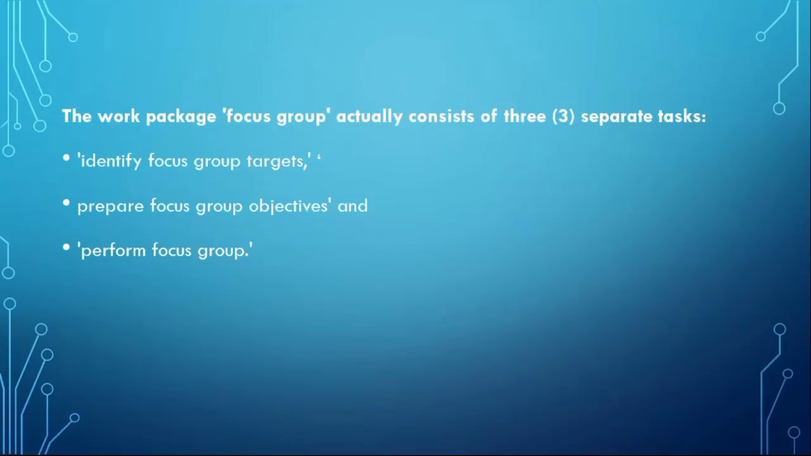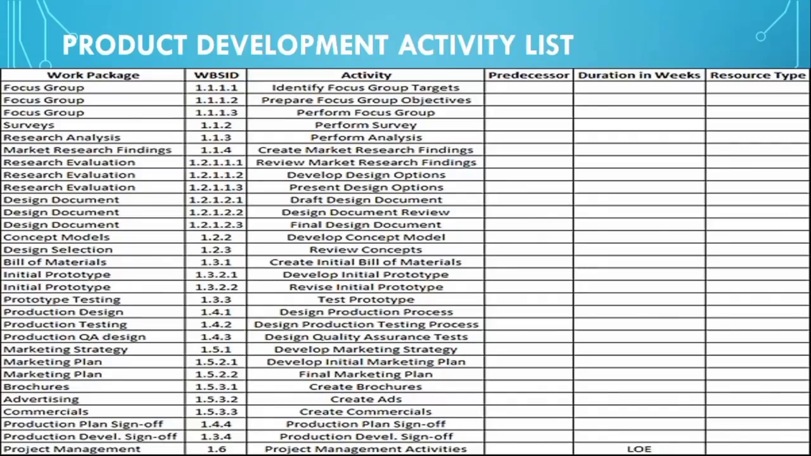So the work package focus group actually consists of three: identify focus group targets, prepare focus group objectives, and perform focus group. That's the example I gave, that chart that I gave us. So basically, that's what a work package is all about. Look at this activity list. From there you can see that the work packages have been listed, and the activities that are required to complete them have also been listed. So for the focus group, we have three major activities that make up the focus group, which is a work package.